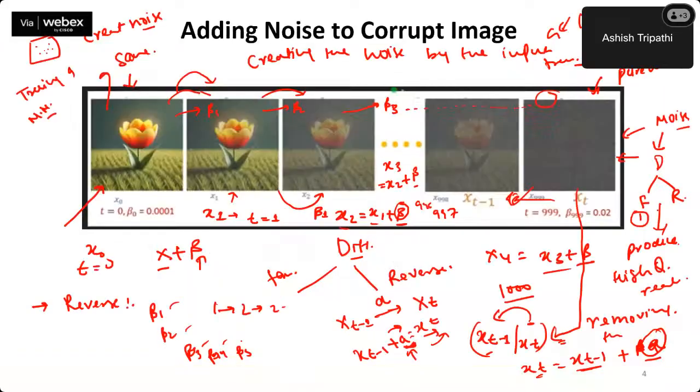So again, I'm showing you this image. In the forward process, I am just adding the noise in order to corrupt the image. My intention is to corrupt the original image and make it pure noise. So we don't need any neural network. We don't need any kind of training in the forward process.